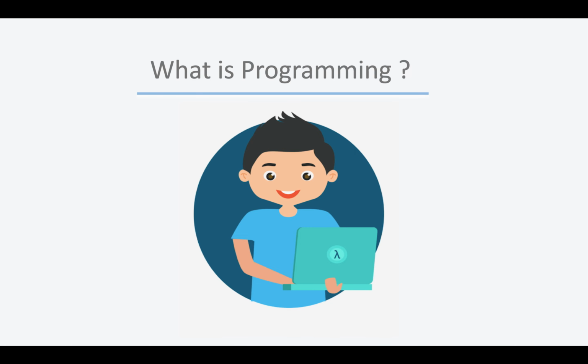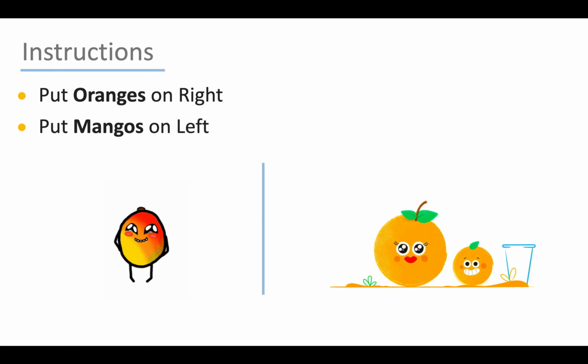Hey everyone, in this video we will learn what is programming with a very simple explanation. So for that, consider an example. You have some fruits, oranges and mangoes, and you want to separate them. You want all the oranges on the right and all the mangoes on the left.